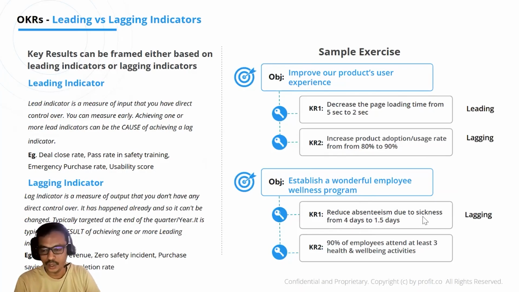And in order for this to happen, the HR team will have to do certain activities like this. Again, reducing absenteeism due to sickness is not in the HR department's control. But what is in their control? 90% of the employees attending at least 3 health and well-being activities is in their control. So this is the leading indicator and this is the lagging indicator.